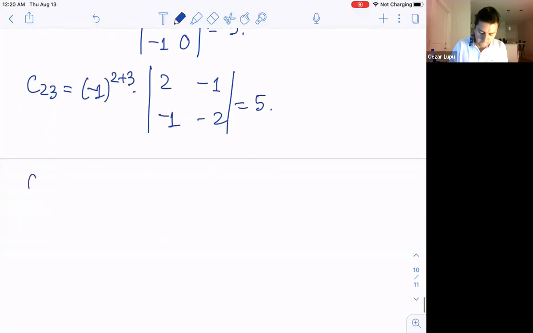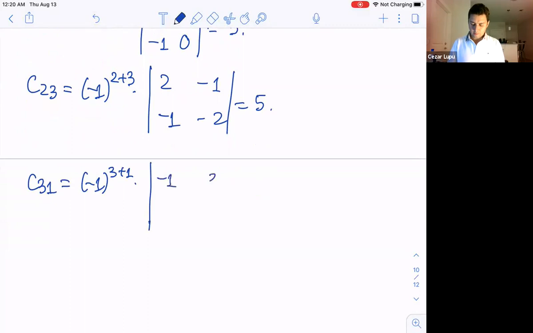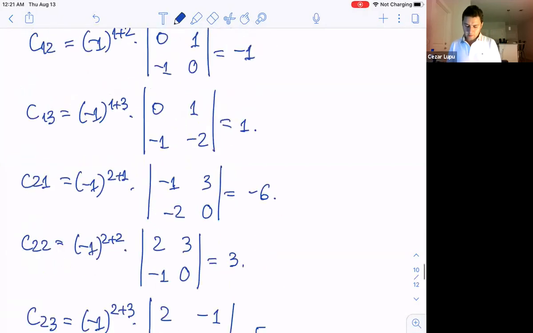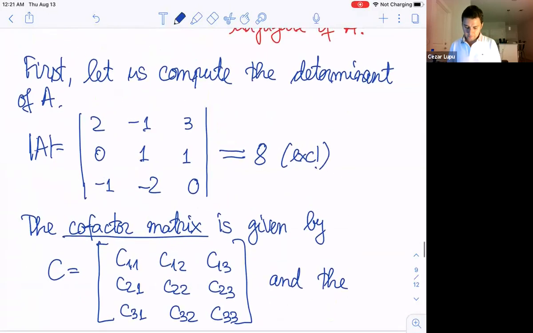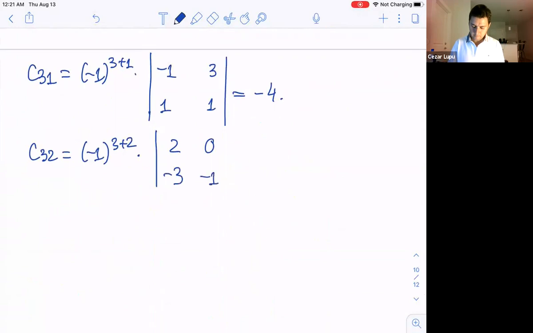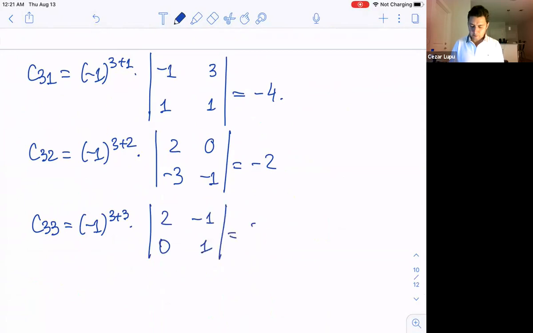All right, and finally the last 3. Which will give us C32, wait, C32, okay, which will give us negative 2, and finally C33 is negative 1 to the power of 3 plus 3 times 2, negative 1, 0, 1, which is 2.